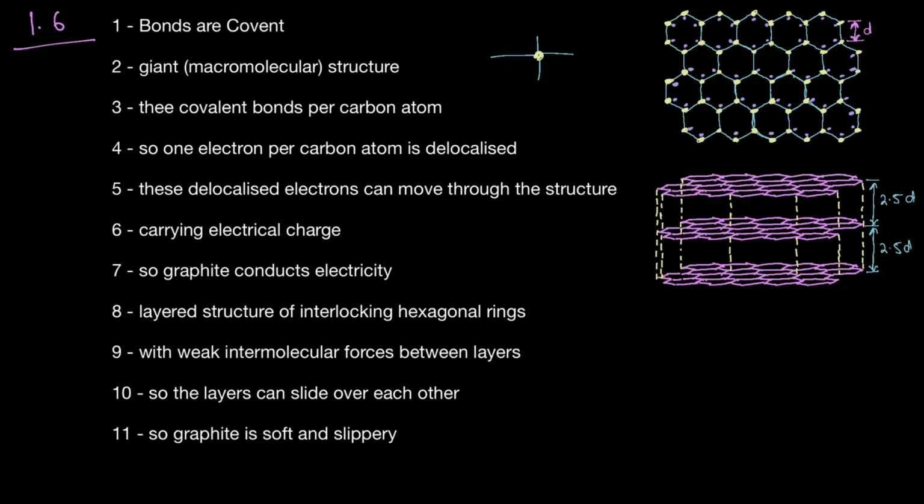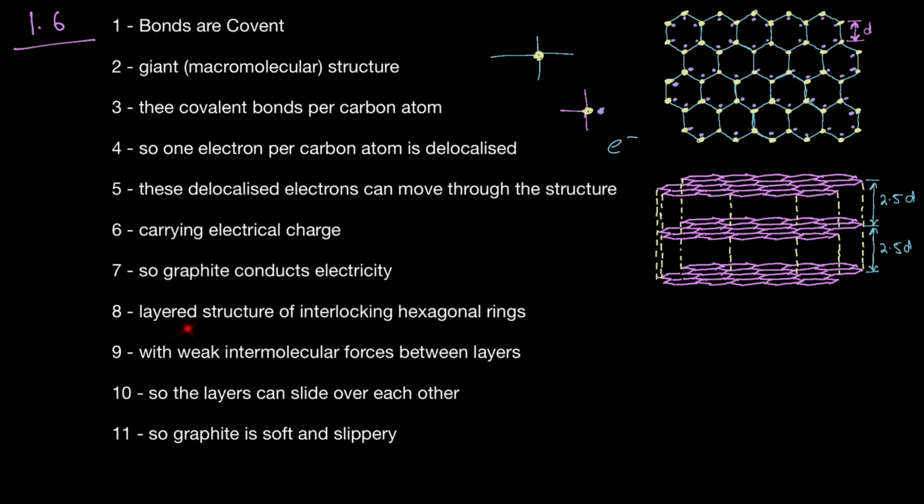Now, the carbon we're dealing with here only has 3 bonds, 1, 2, 3, and because of this, each carbon has 1 free electron to flow around. So each one of them is free and they can flow around, hence we call these free electrons delocalized electrons. 5. These delocalized electrons can move through the structure, everywhere in the structure. 6. Carrying electrical charge. Electrons are negative, they're e minus, so because they're negative, they carry the negative charge around, hence they conduct electricity.